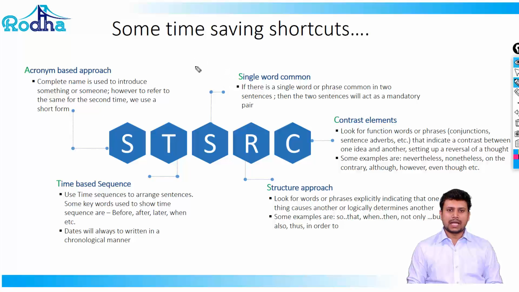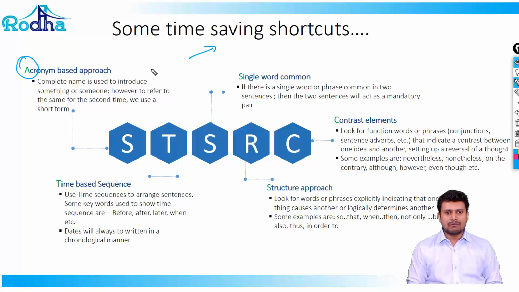Also, let's look at some time saving shortcuts which are very, very critical when you're doing these parajumbles, because if you do not know these shortcuts, it will take a long time to approach each question, and therefore your efficiency will be reduced. Let's start one by one. The first approach that we want to see is an acronym based approach. The point to understand here is that test paper setters typically try and give these acronym based questions.